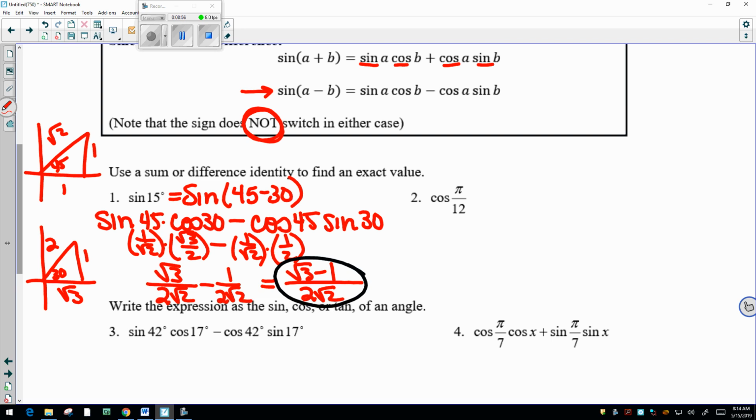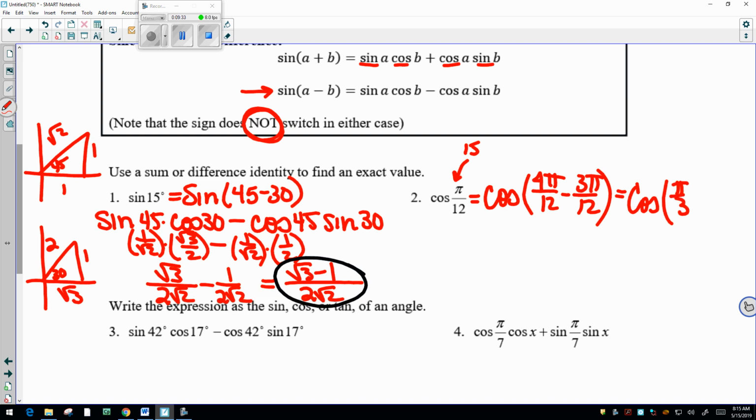Okay, so what if I get something like pi over 12? First off, you could convert this to degrees, if that's a comfort, that's fine. It doesn't really matter if you do these in degrees or radians, and that gets you 15. You could also do this in radians. I'm going to try and take you through this just so you have an example. So this I could split up, and I could do cosine of 4 pi over 12 minus 3 pi over 12. So if I simplify that, that'll give me 1 pi over 12. Well, 4 pi over 12, if I were to reduce that, that's really like pi over 3. And 3 pi over 12, if I were to reduce that, that's pi over 4.